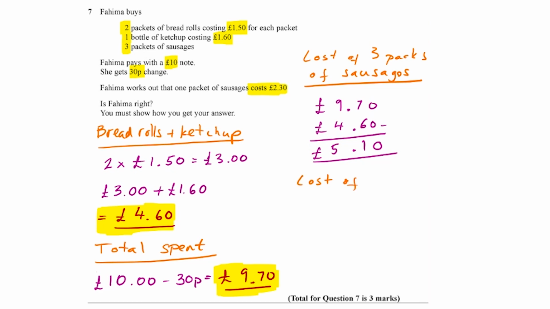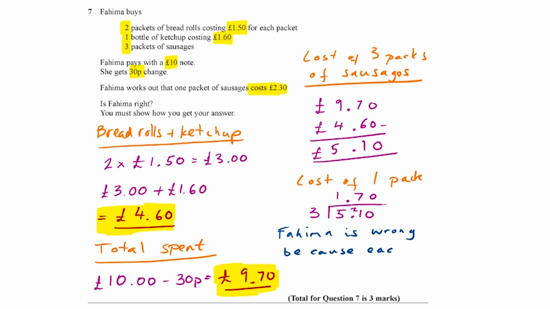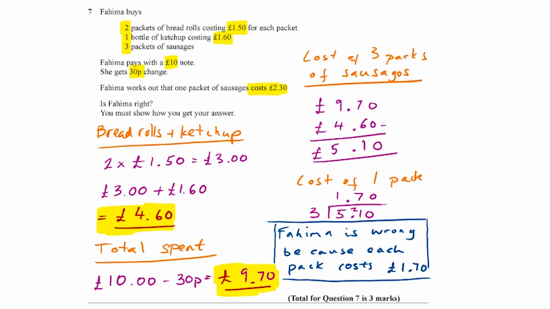To work out the cost of just 1 pack, we need to do £5.10 divided by 3. I've just done bus stop, short division there to work that out, and that gives me £1.70. So the cost of 1 pack of sausages is £1.70. So she's wrong, and you need to be very careful with these that you write down that she is wrong. Okay, Fahima is wrong because each pack costs £1.70. If you do all of that working out and all those calculations, but then don't include a sentence saying that she is wrong, you will drop a mark.